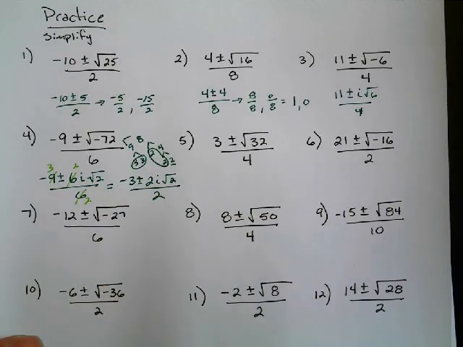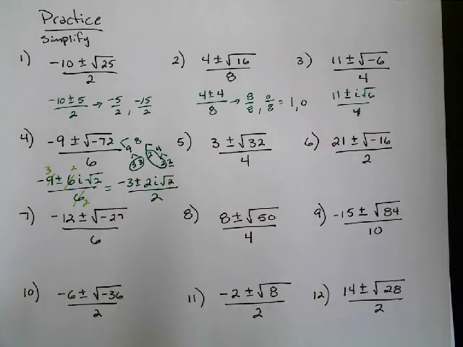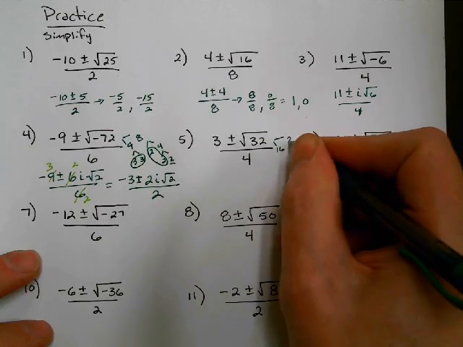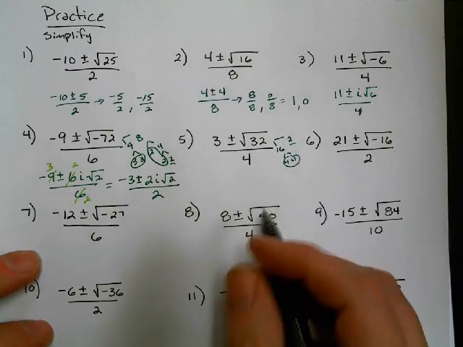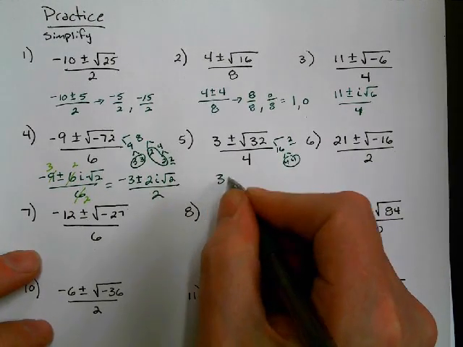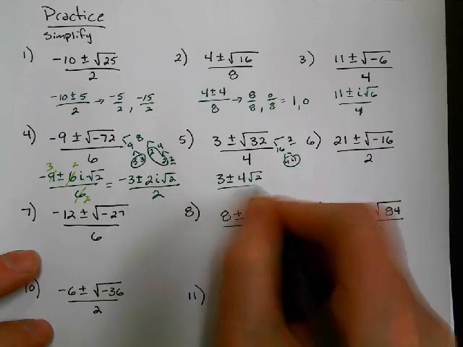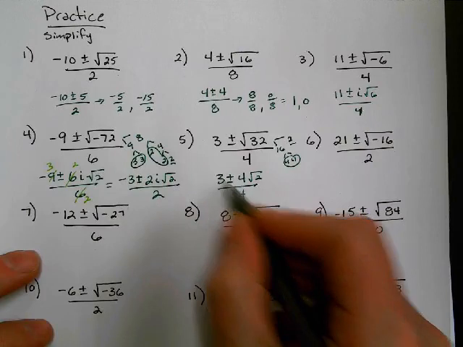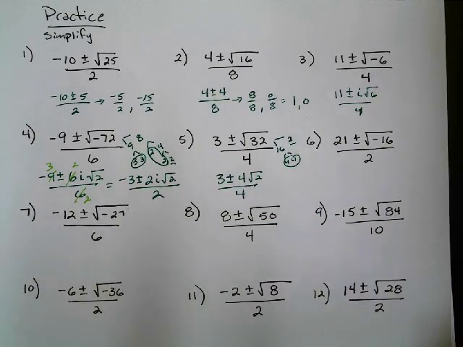Next one, 32 is 16 times 2, so I can reduce that. And 16 is 4 times 4. So I got a pair of 4s and a 2 left over. So this would be 3 plus or minus 4 root 2 over 4. Now these 4s can reduce, but this 3 and this 4 doesn't reduce. So since all three of those numbers don't reduce, I'm just leaving it like that.